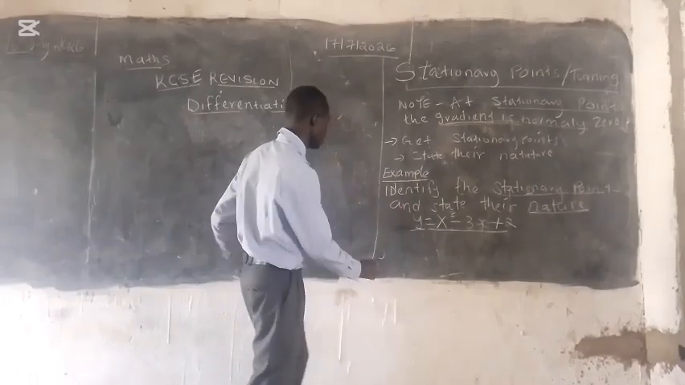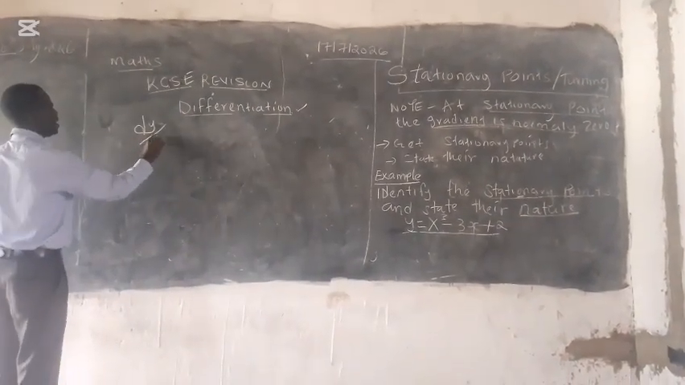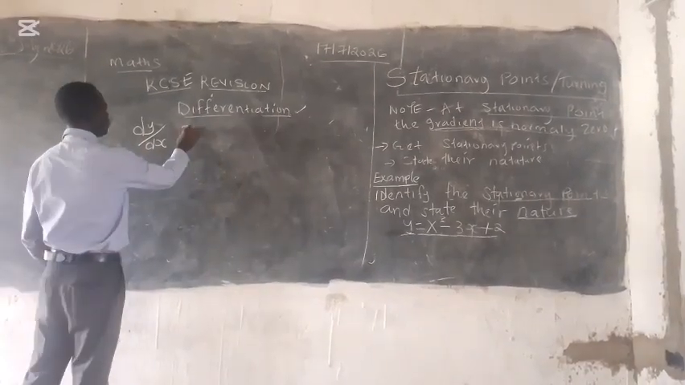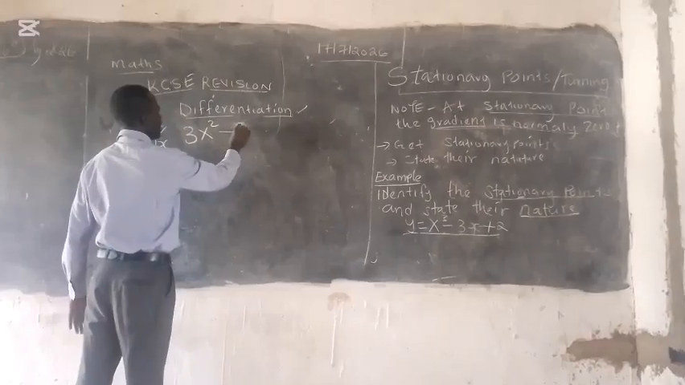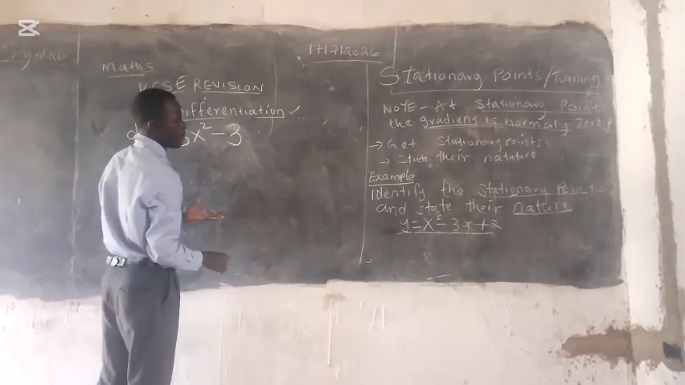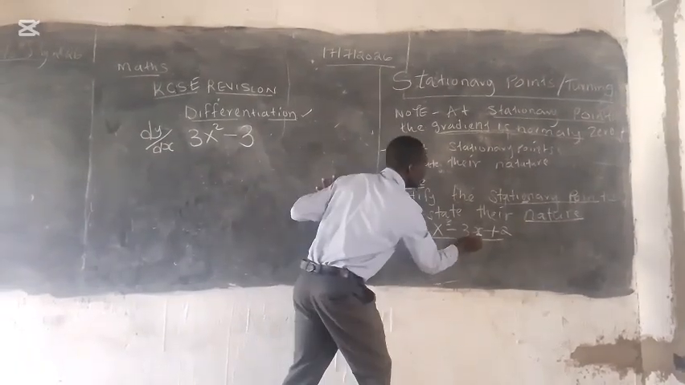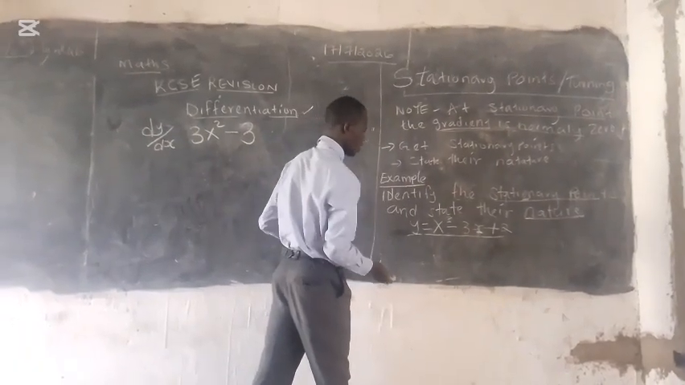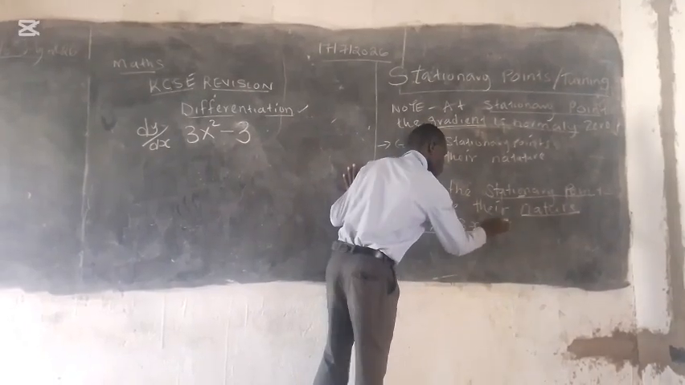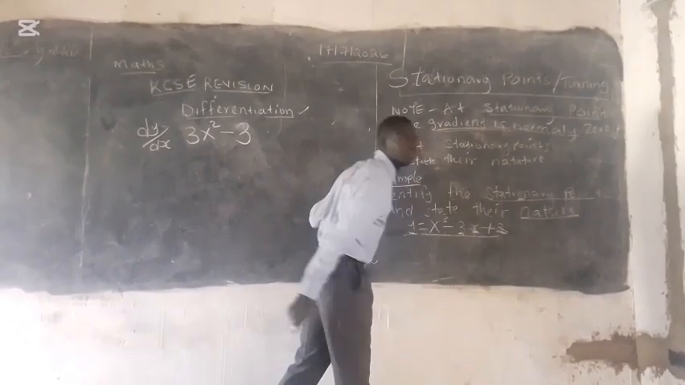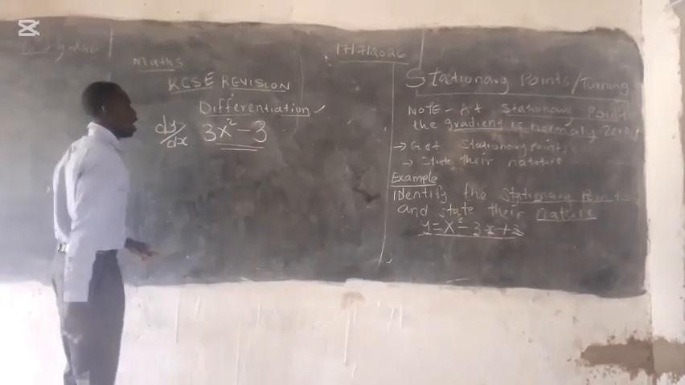Now, the first step is dy dx. So dy dx will be 3x squared minus 3. That is it. Because when we differentiate x, it will become 1, therefore we get 3. This one does not have any value of x, so there's no need to differentiate. It will become a 0. Now, dear students, we have this as our gradient function.